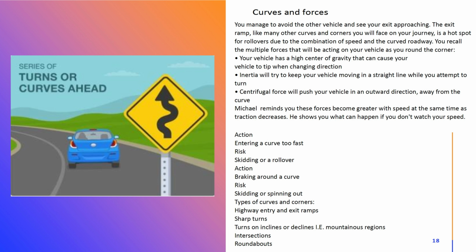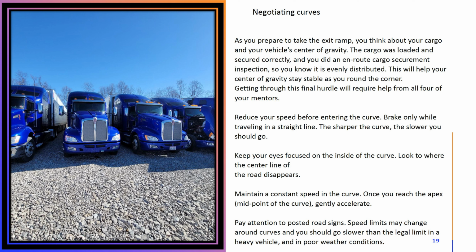Action: entering a curve too fast. Risk: skidding or a rollover. Action: braking around a curve. Risk: skidding or spinning out. Types of curves and corners: highway entry and exit ramps, sharp turns, turns on inclines or declines, i.e. mountainous regions, intersections, roundabouts. Negotiating curves.